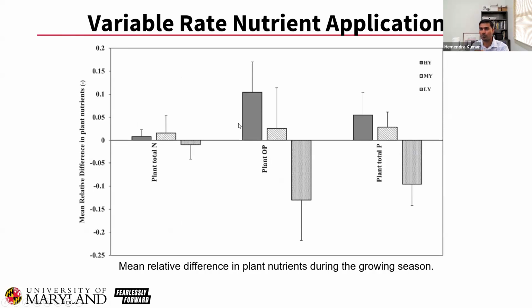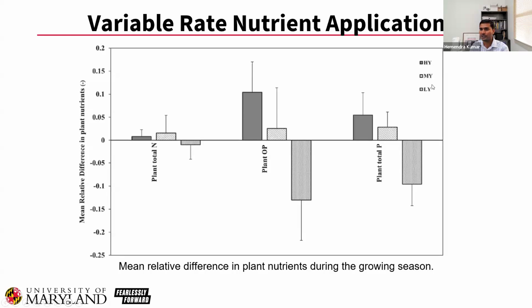Everything was above zero. When I say above zero, meaning we are taking the average of the entire field and taking the difference, whether my HY was close to zero or above zero. Meaning if you have everything close to zero, the average of the field is the same as the average of your high yield area.